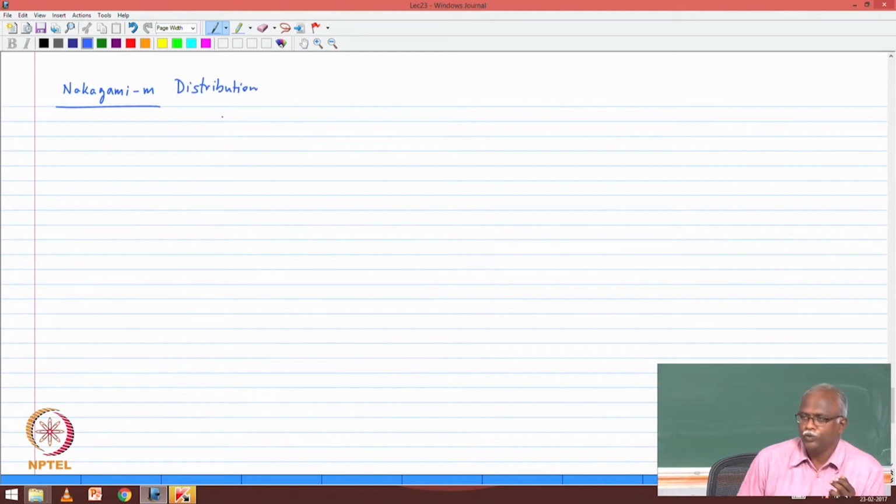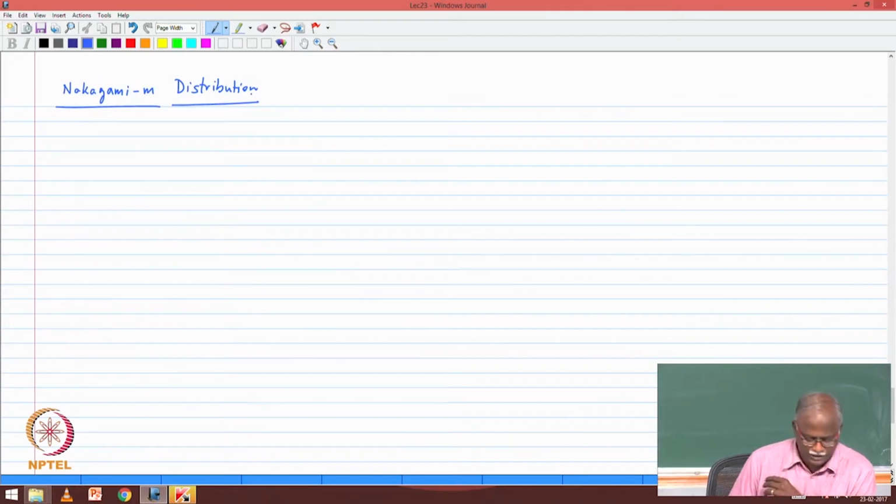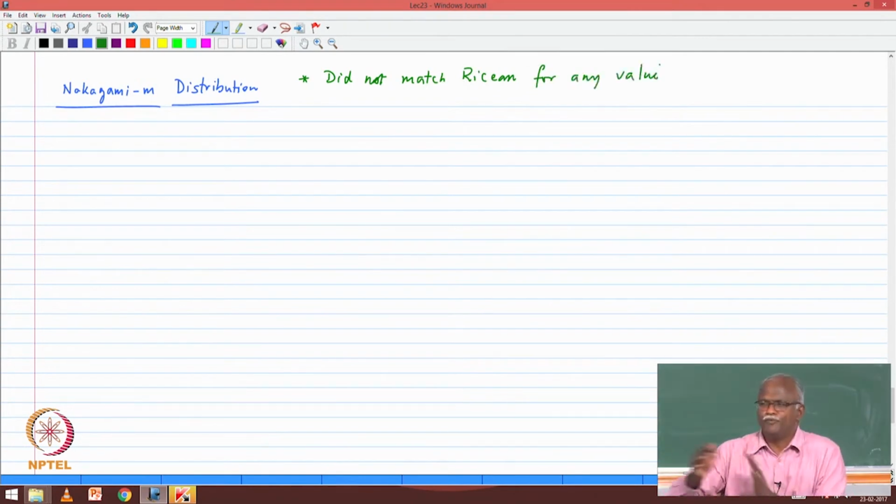So people try to do measurements in different kinds of channels and then try to characterize it saying, okay, it's Rayleigh or Ricean with a certain value of the Rice factor. It was found that certain environments did not match Ricean or Rayleigh statistics for any value of k. When we say that it didn't match, it didn't give a good enough fit to the value of k.